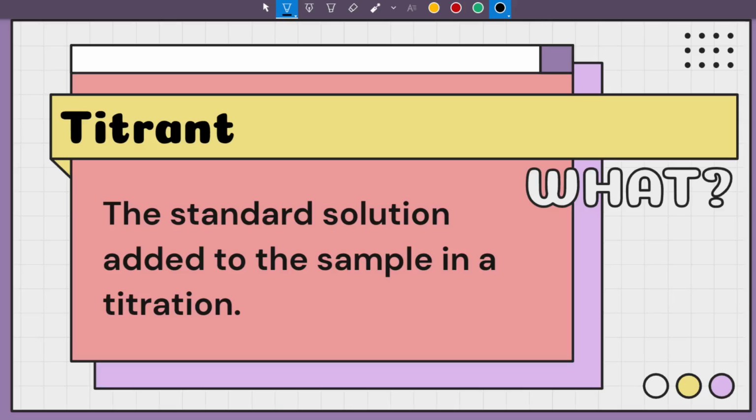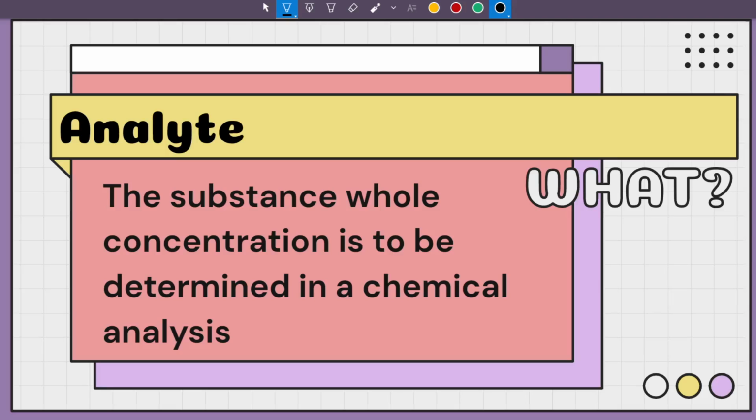So this is going to be the standard solution that you add to the sample. Typically, someone has gone through and done three times where they've standardized it, and that allows you to say confidently it is such and such concentration. And analyte is the substance that you are looking to determine. So when we talk about analyte, it's really just whatever is in solution. So if we're looking to determine the concentration of a hydrochloric acid solution, we are going to do this using maybe sodium hydroxide or something like that. So the hydrochloric acid, HCl, is your analyte.